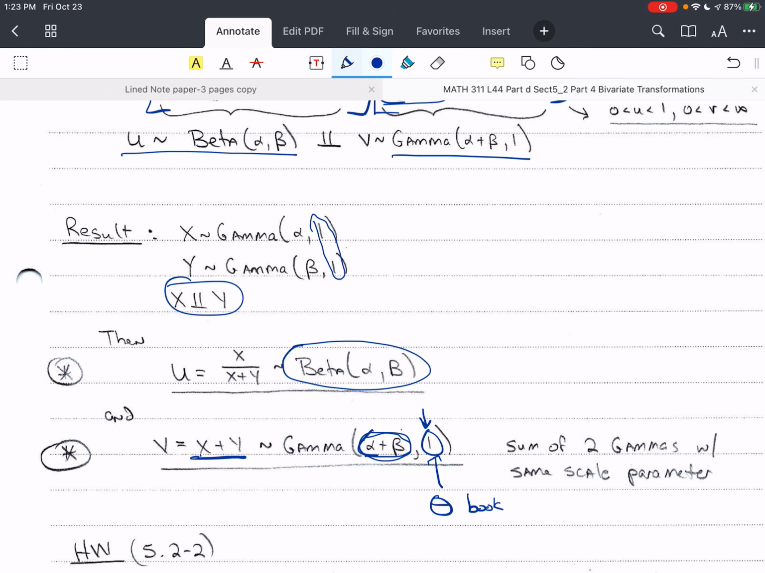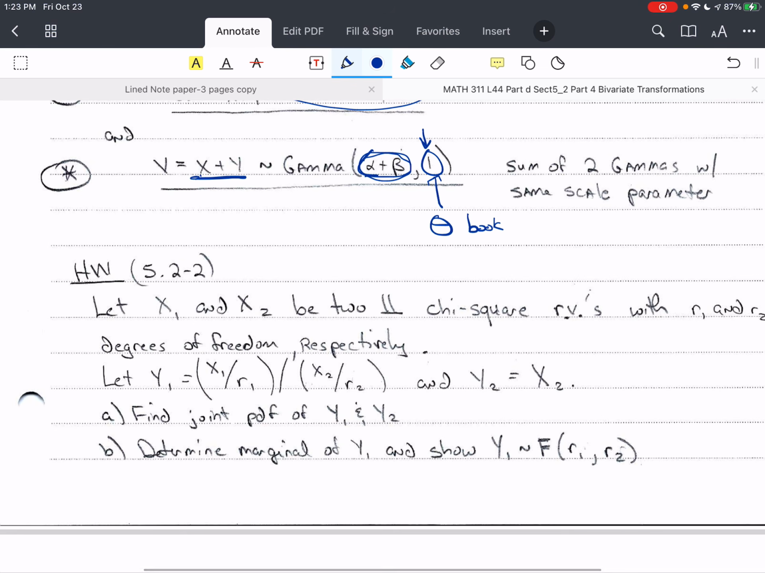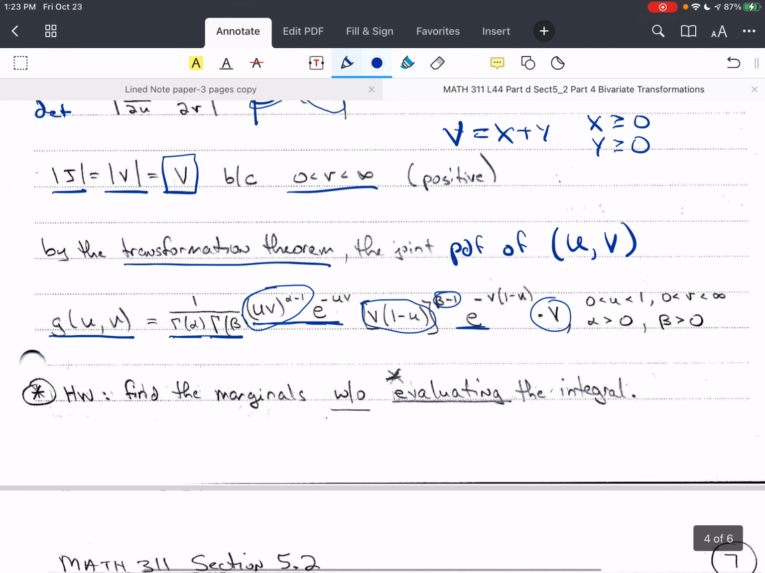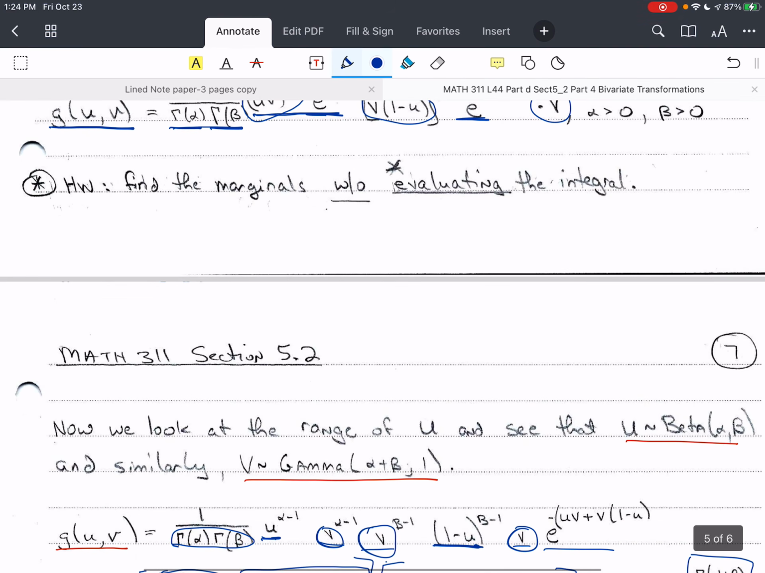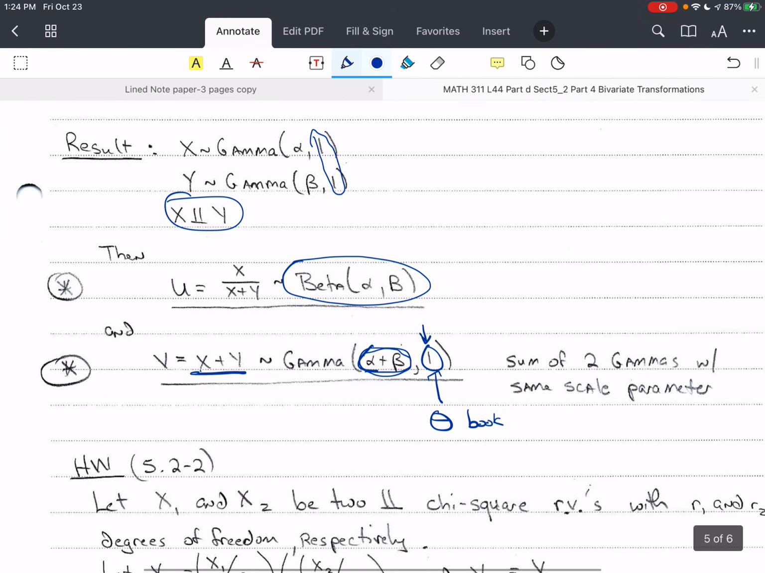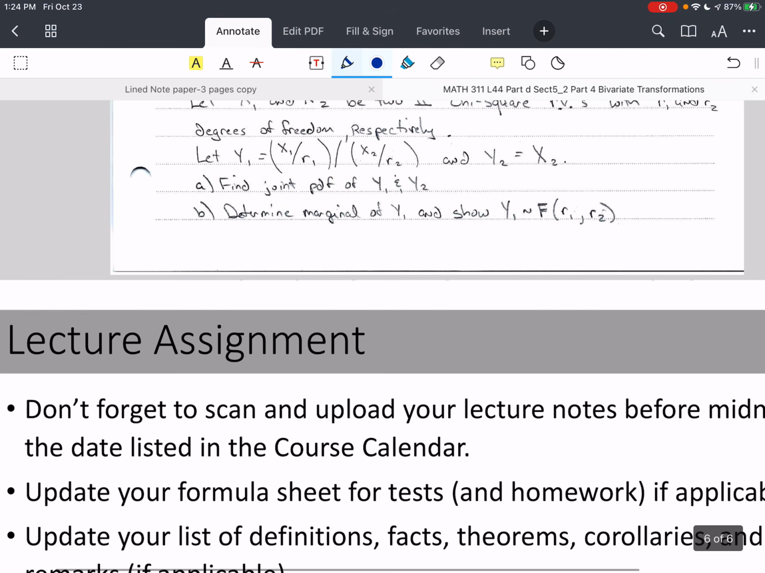Okay? So homework, we're going to assign 5.2-2 along with the homework up here where you're showing the details. You know the answer now, but you still have to work through the details and show me the algebra and the arrangement of this. So that will be it for this video.